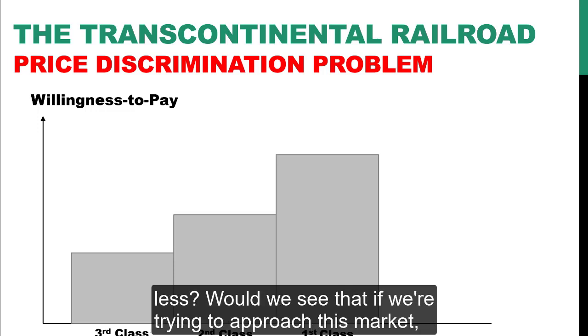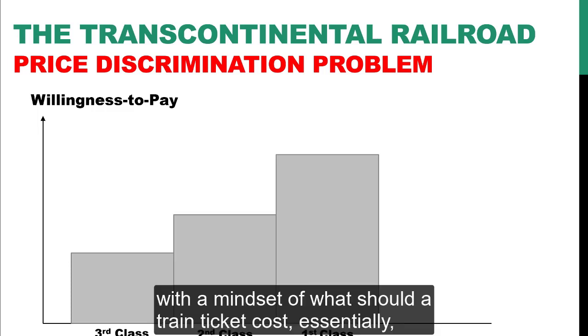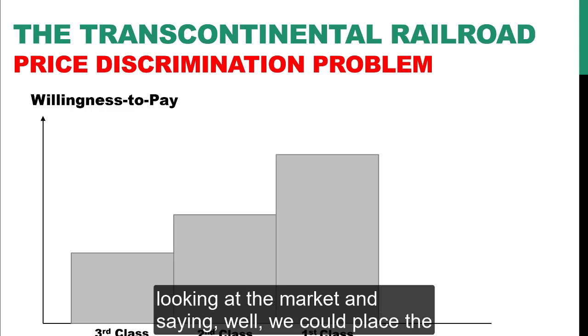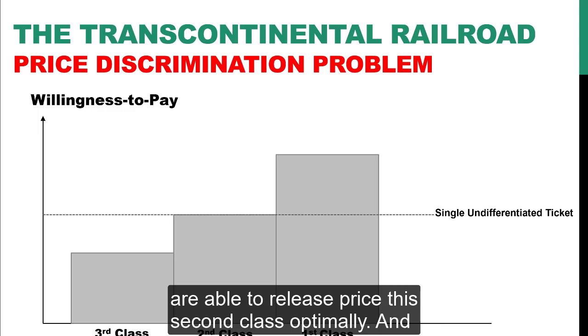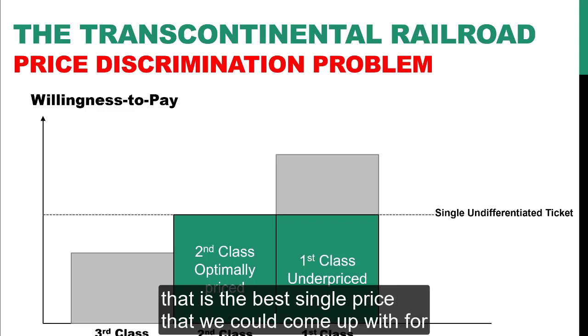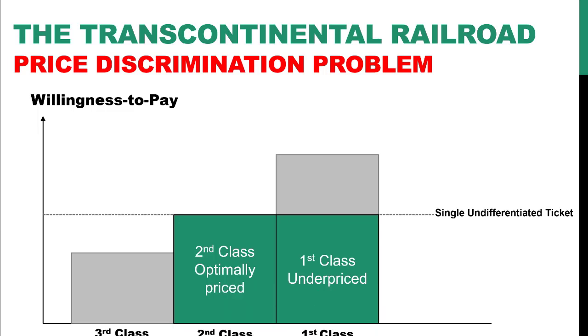We see that if we're approaching this market with a mindset of what a train ticket should cost, essentially we're looking at the market as an optimization problem. We could place the ticket price somewhere around here in the middle, and then we are able to at least price the second class optimally, and we'll also get these customers over here. And maybe that is the best single price that we could come up with for this product in this market, which is true.